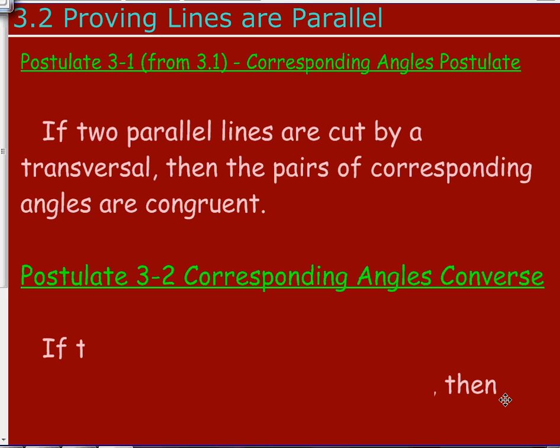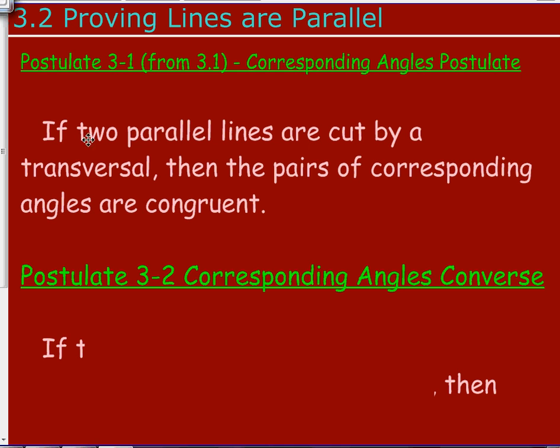So in the last class, we talked about solving two-column proofs, and we started to talk about using transversals in the past sections with parallel lines. So today we're going to talk about using those transversals to prove lines are parallel.